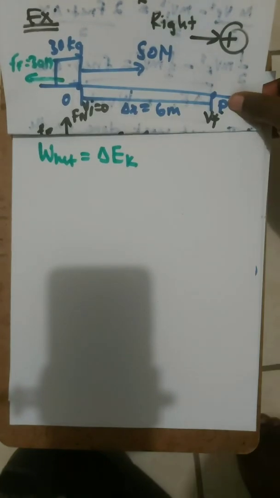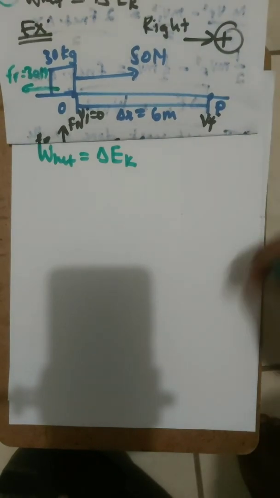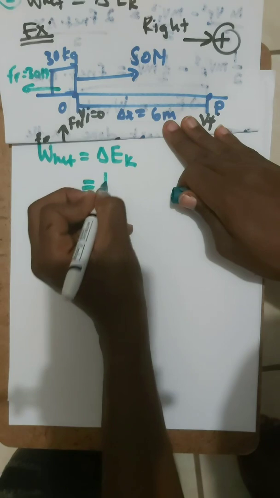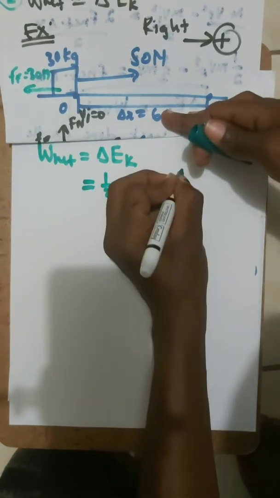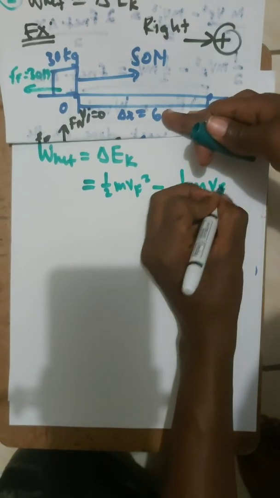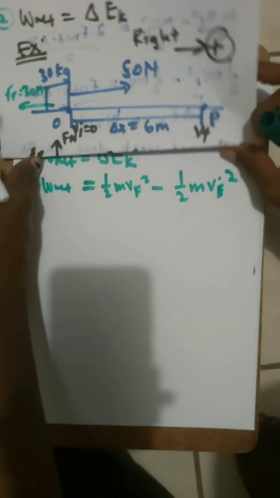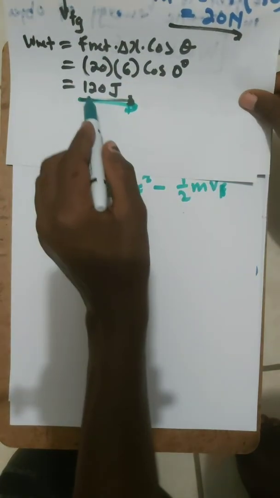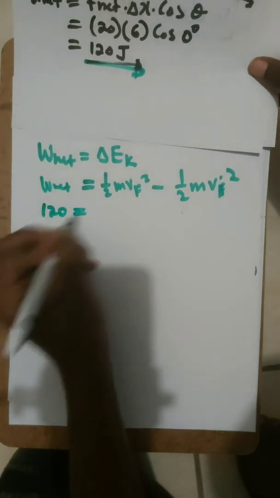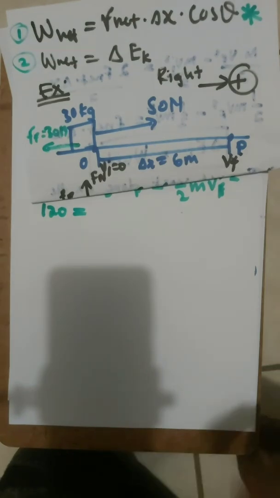Work net is equal to the change in EK. Then EK is equal to half m vf squared minus half m vi squared. You can recall that we already calculated work net, which is F net delta x cos theta. Now my work net here is going to be 120, so I substituted my work net as 120.